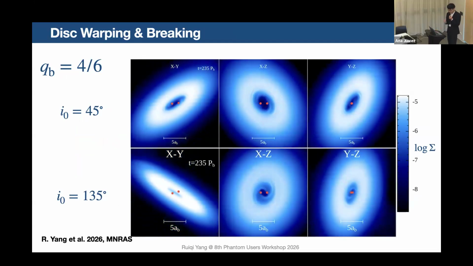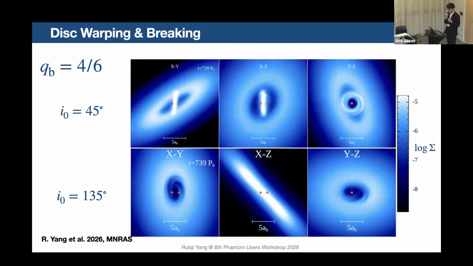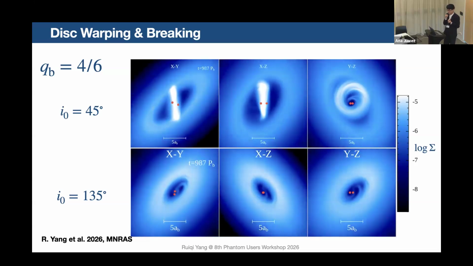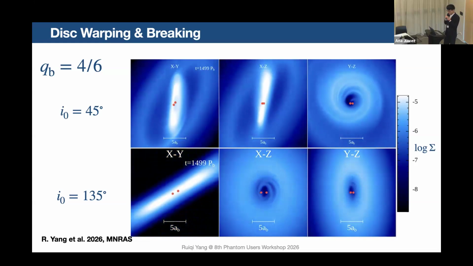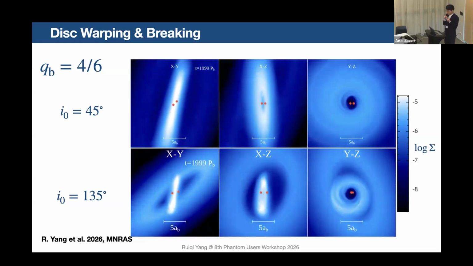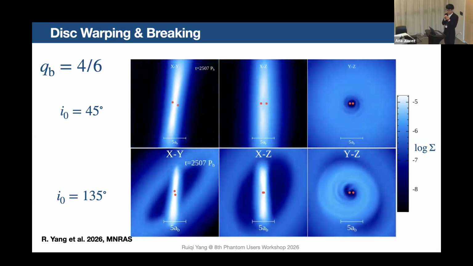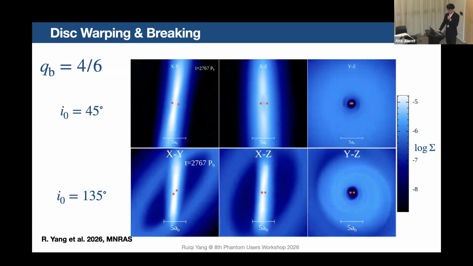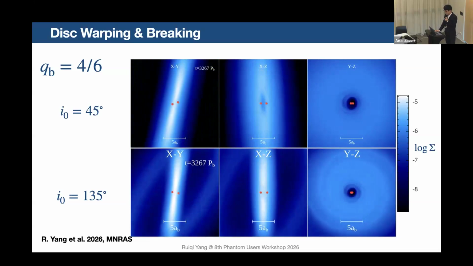So with evolution, we see that the disk is precessing, and the disks firstly break in the 45 degree case, forming an inner polar disk. This disk is really eccentric, and the break will propagate outward. But with evolution, the inner polar disk gradually circularizes. The 135 case breaks later, but the morphology is actually similar to the 45 degree case.